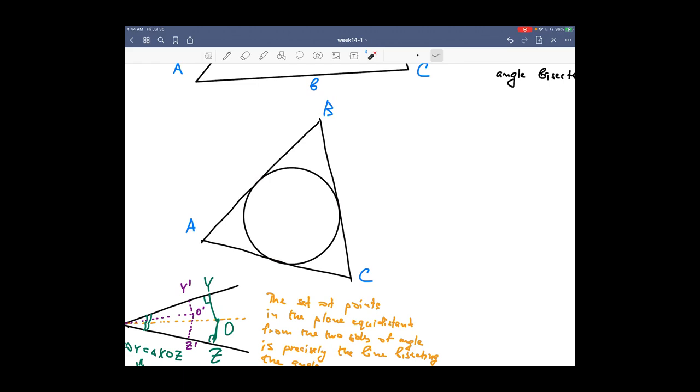So in particular, if I take a line bisecting angle A, and intersect it with the line bisecting angle B and call this point O, I see immediately that this point O is equidistant from AB and AC, and let this common distance be denoted by some D.